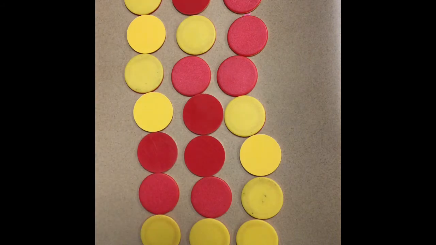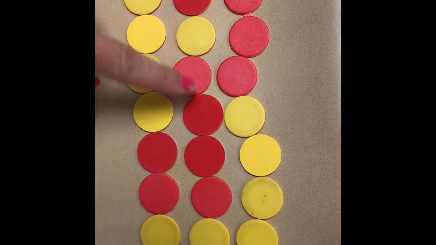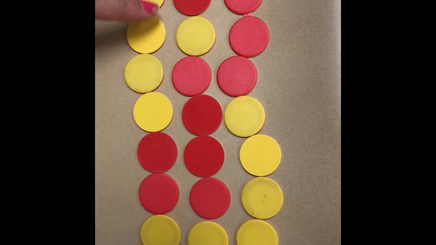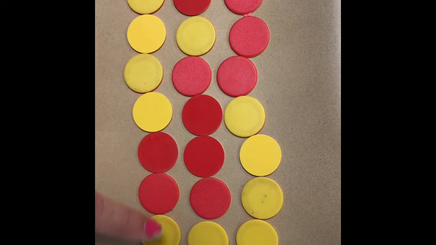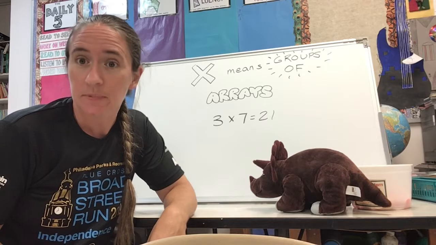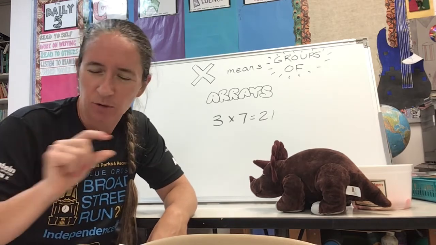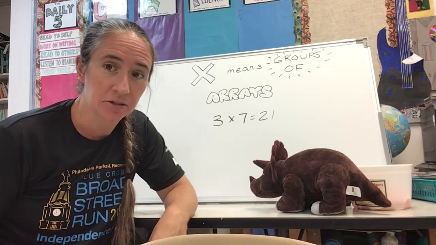So my array is even rows, and I can just count the number to find how many 3 rows of 7, or 3 times 7, are. 1, 2, 3, 4, 5, 6, 7, 8, 9, 10, 11, 12, 13, 14, 15, 16, 17, 18, 19, 20, 21. So 3 times 7 equals 21. So we learned that 3 times 7, 3 rows of 7, equals 21. I like acting it out with my hands because that made it a little easier to understand.